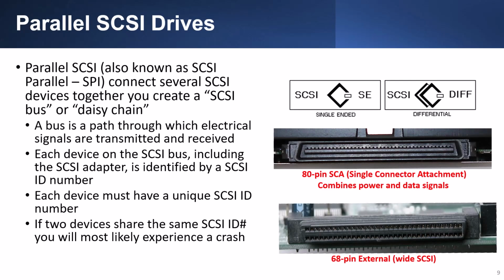Parallel SCSI, also known as SCSI Parallel, or SPI, connects several SCSI devices together to create a SCSI bus or daisy chain. A bus is a path through which electrical signals are transmitted and received. Each device on the SCSI bus, including the SCSI adapter, is identified by a SCSI ID number. Each device must have a unique SCSI ID number. If 2 devices share the same SCSI ID number, you'll most likely experience a crash.